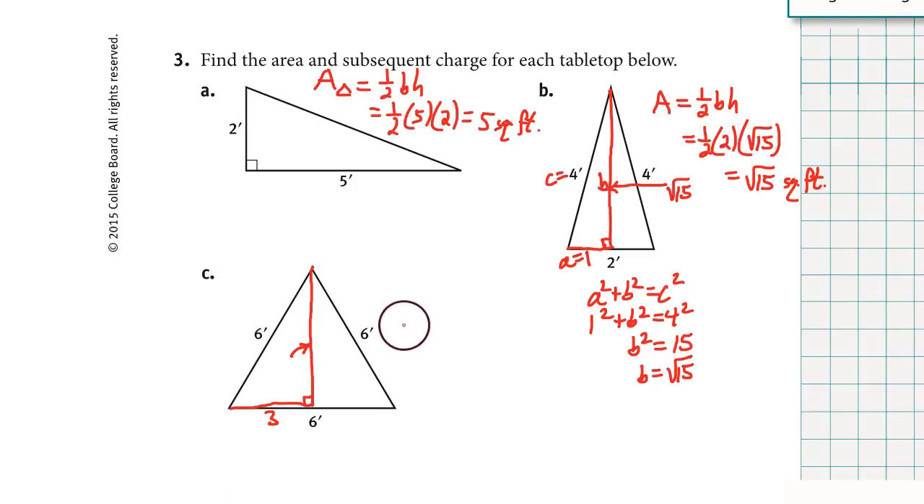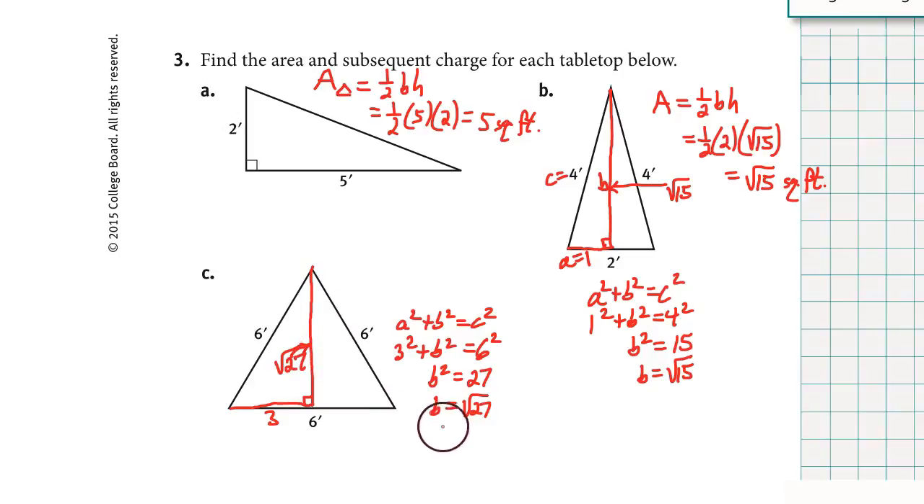So let's use the Pythagorean theorem. We have A squared plus B squared equals C squared. 3 squared plus B squared equals 6 squared. So B squared equals 36 minus 9, which is 27. So B is the square root of 27. This letter B is our height of the triangle.